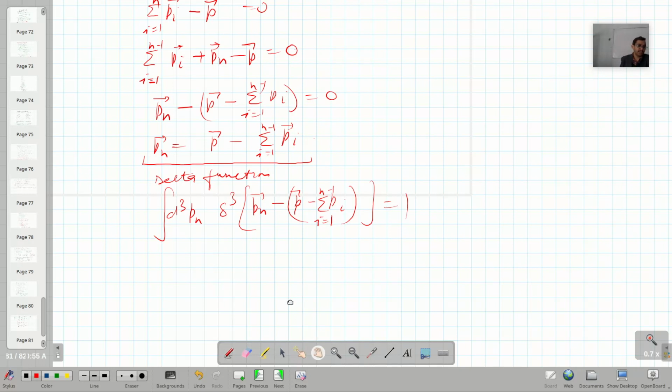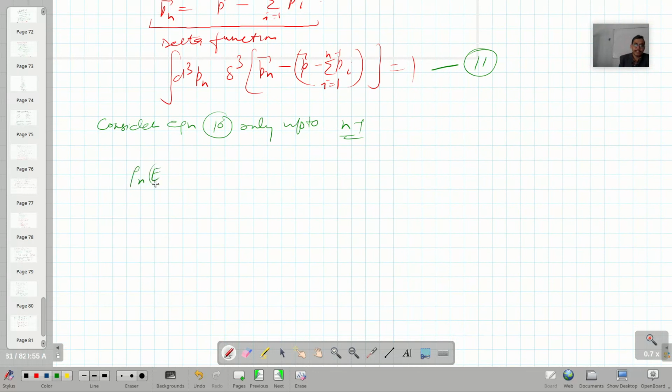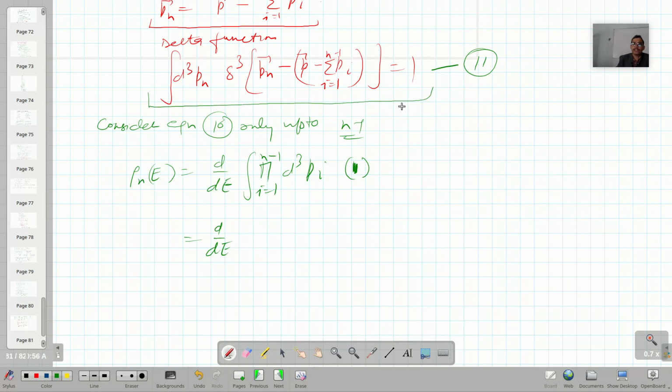Now extend equation number 10 up to n minus 1. So consider equation 10 only up to n minus 1. If I consider it in this way, then it can be written like this: d upon dE integral product i varies from 1 to n minus 1 dq_pi. And if we multiply it by 1, and the value of 1 will be this, that means we have incorporated the momentum of the nth particle into this with the introduction of the delta function. That's why I did it in this way.